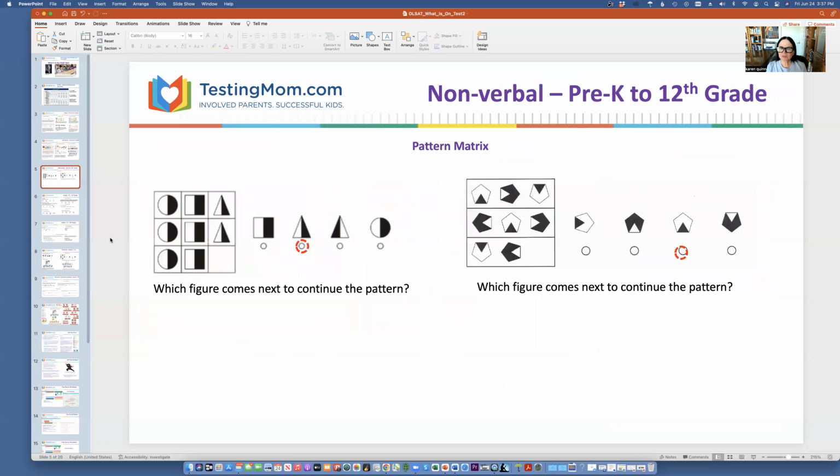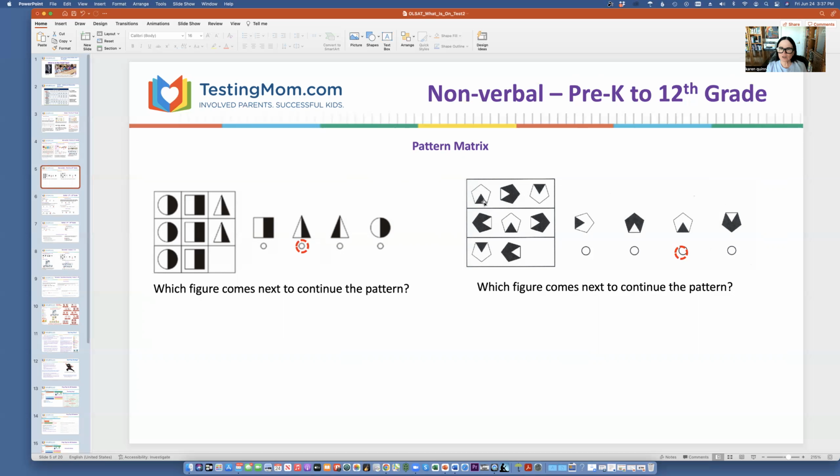And then the last type of question for the younger kids is the pattern matrix. And the pattern matrix is also given to 3rd to 12th graders. So this goes across the whole test. And with these, there are 9 figures, and they either form a pattern or follow a rule. In this case, each column is the same, and so this belongs in the empty box.